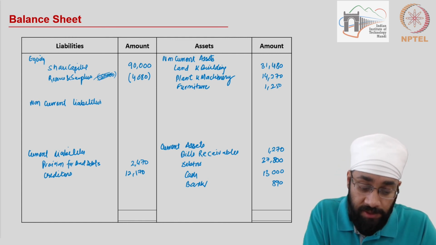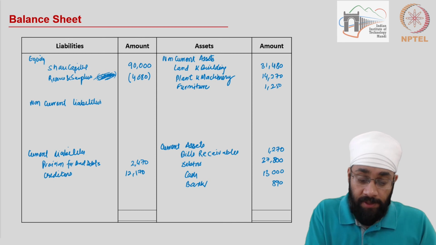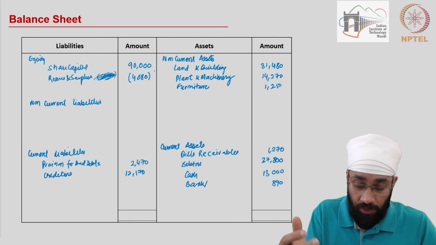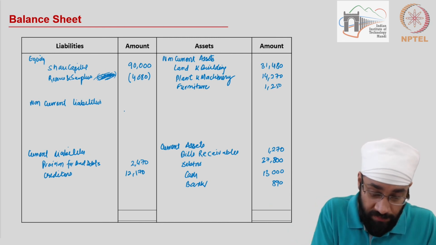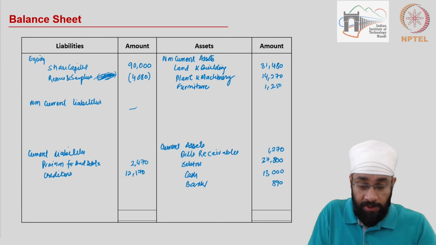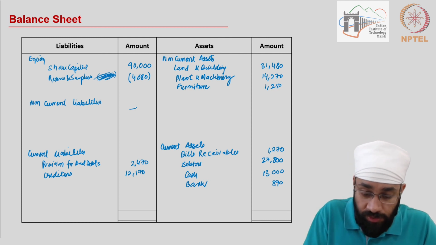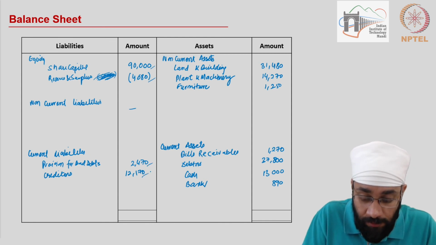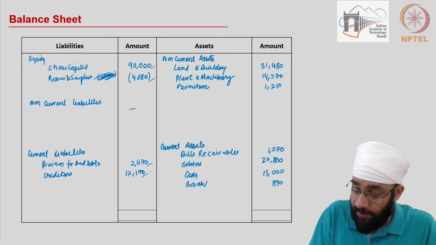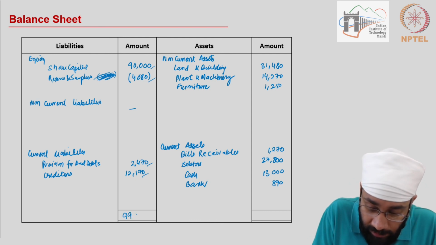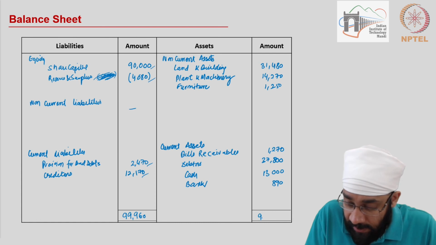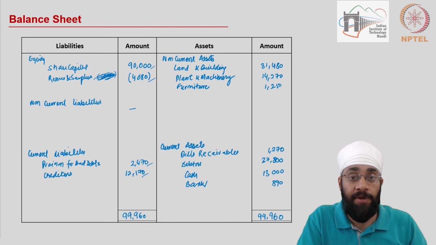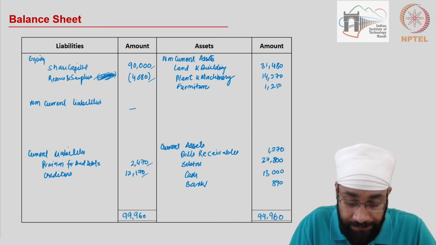All right, you have everything you need to prepare the balance sheet. All you need to do is sum this up. You have no amounts in the non-current liability side. So when I total these two sides, I'm going to do 90,000 minus 4680 plus 2470 plus 12170. So the total comes out to be 99,960, and same on both the sides. All assets are equal to all liabilities. All debits have equal credits.